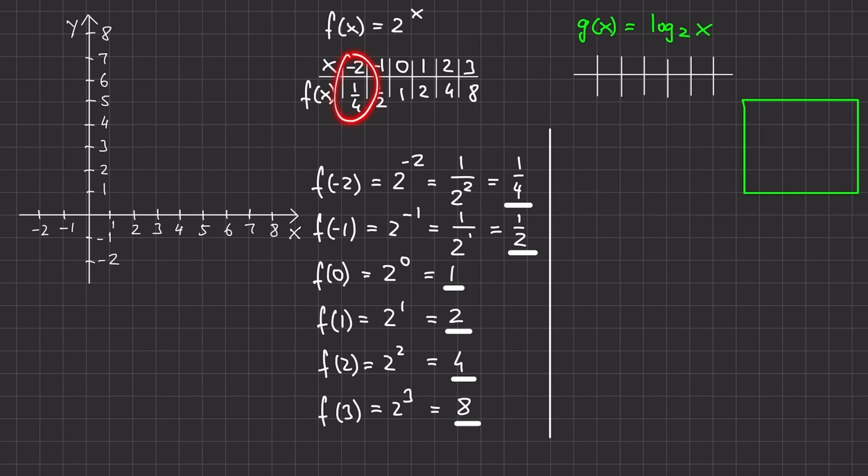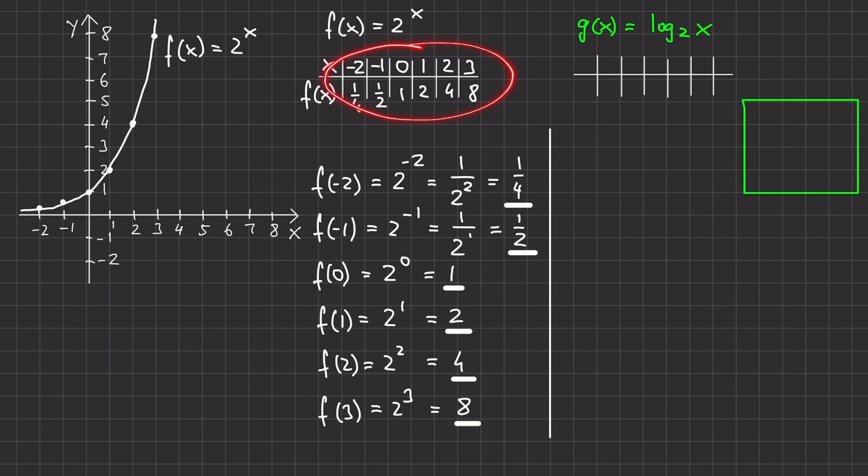The ordered pair -2, 1/4 is going to be this point. -1, 1/2 is going to be this point. 0, 1 this point. 1, 2 this point. 2, 4 this point. And 3, 8 this point. Connecting the points with a smooth curve gives us the graph of f of x equals 2 raised to the power of x.